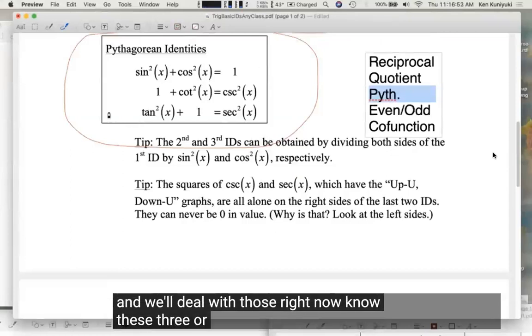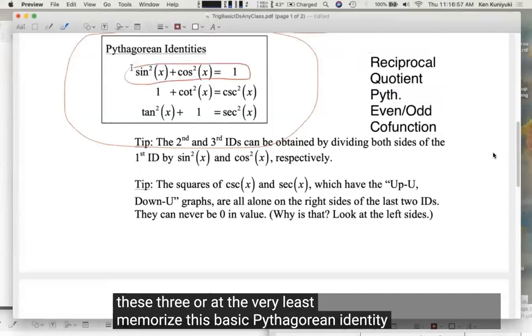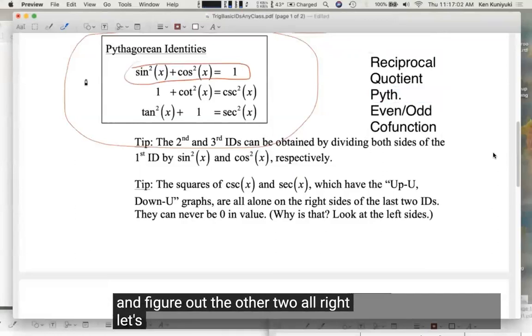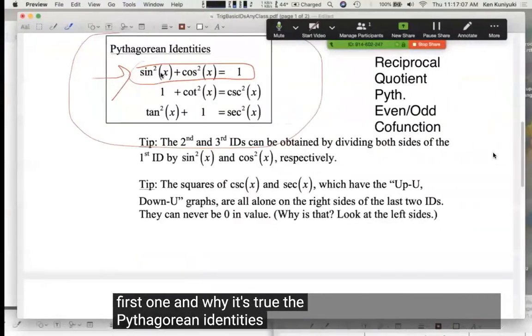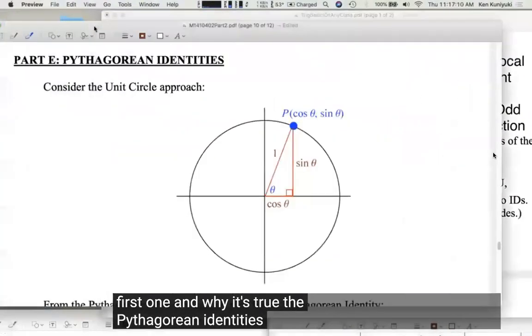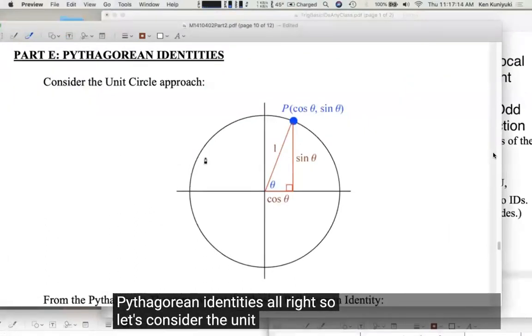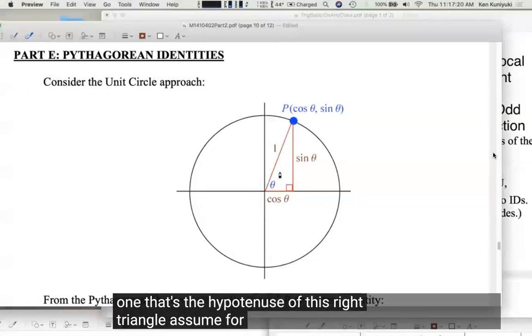Know these three, or at the very least, memorize this basic Pythagorean identity and figure out the other two. All right, let's start by showing this first one and why it's true. The Pythagorean identities. So let's consider the unit circle. Radius 1, that's the hypotenuse of this right triangle. Assume for now theta is acute.